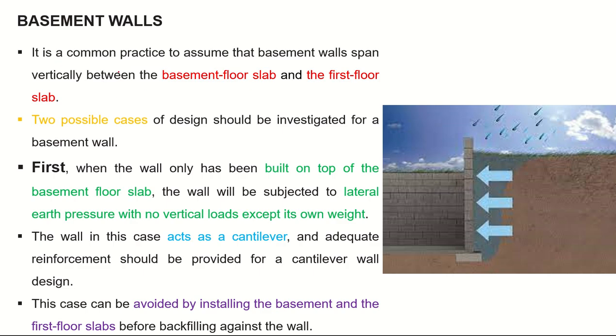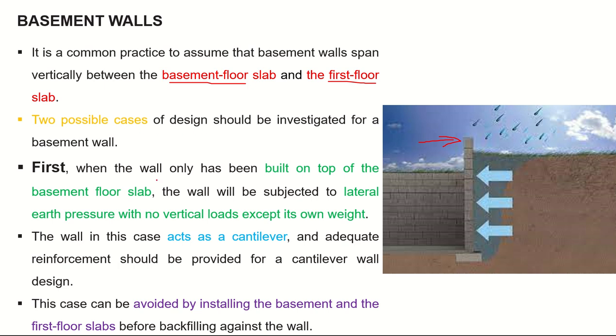Basement walls: it is a common practice to assume that basement walls span vertically between the basement floor slab and the first floor slab. In the retaining wall, for example, this is the retaining wall, there is no sense of first floor slab, so it is always a cantilever in its behavior, right? But in the basement wall, there is a first floor slab right here. So two possible cases of design should be investigated for a basement wall.